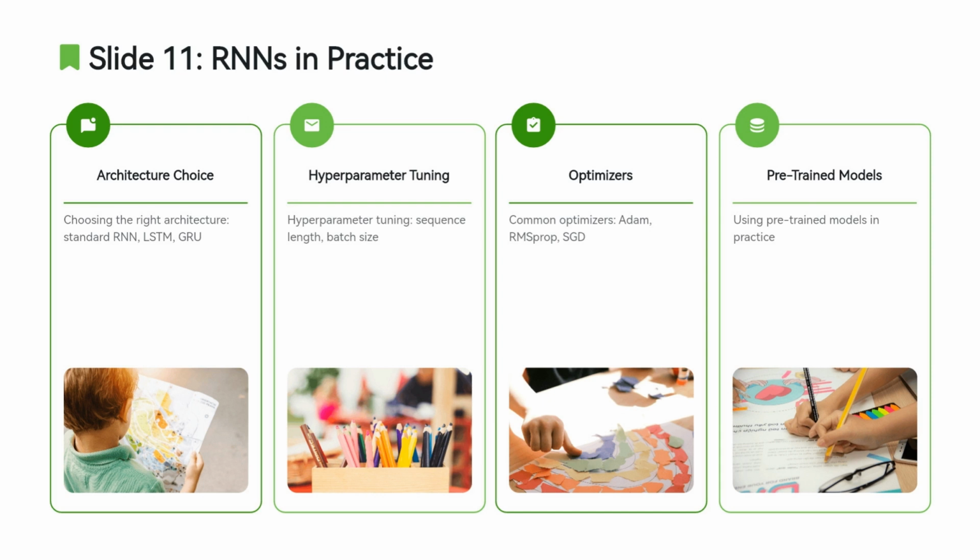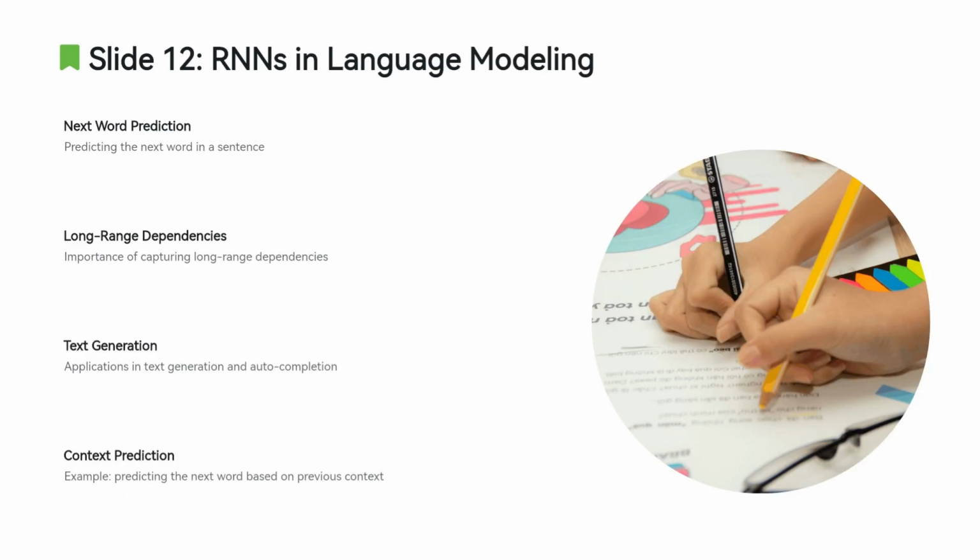labeled data. In language modeling, RNNs are used to predict the likelihood of the next word in a sentence given the previous words. This task involves capturing long-range dependencies in text, which makes RNNs a natural fit. For example, in text generation, an RNN might be trained to predict what word should come next in a sentence based on the words that have appeared so far.